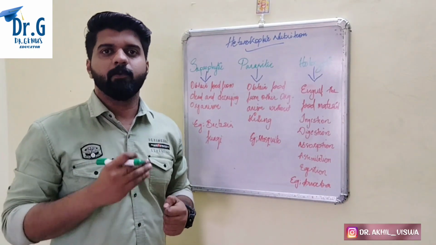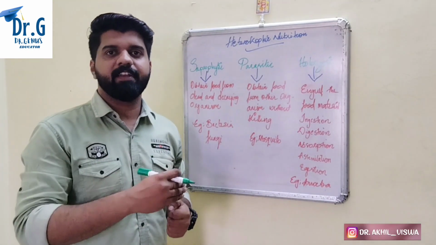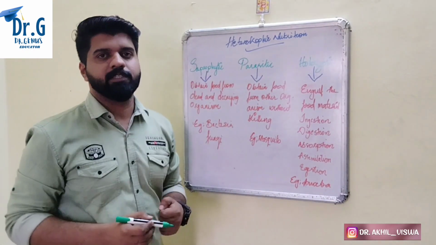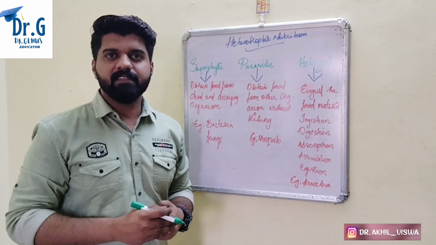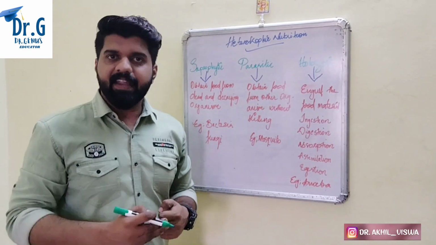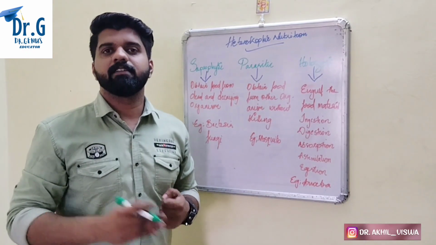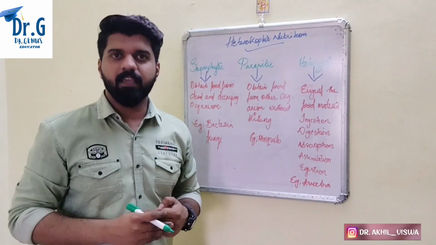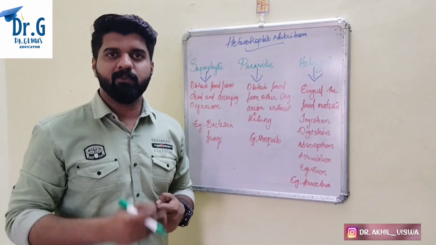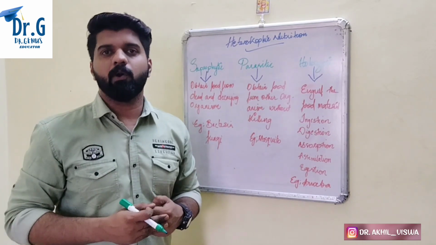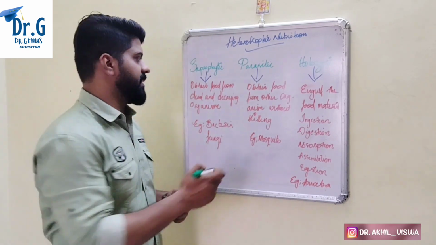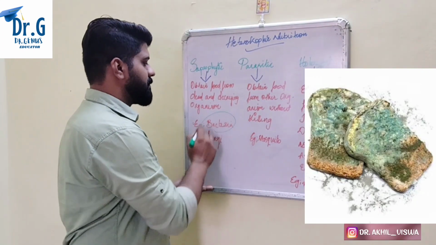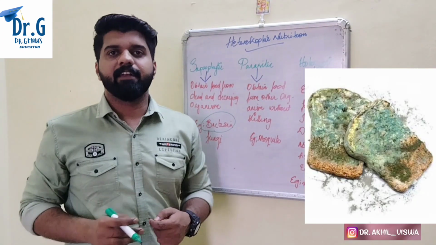Let's see what is in saprophytic, parasitic and holozoic nutrition. First is saprophytic nutrition. Here the organism depends on dead and decayed matter for food material. Once again, the organism depends upon dead and decayed organisms for food. So they obtain food from dead and decaying organisms. Examples are bacteria and fungus.